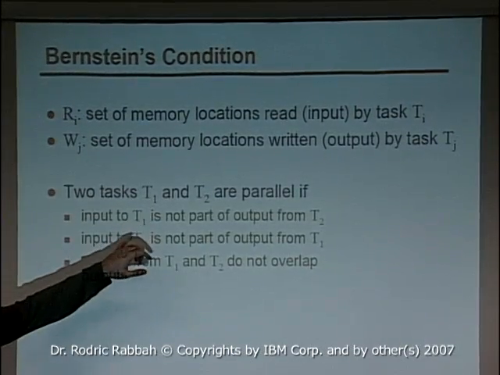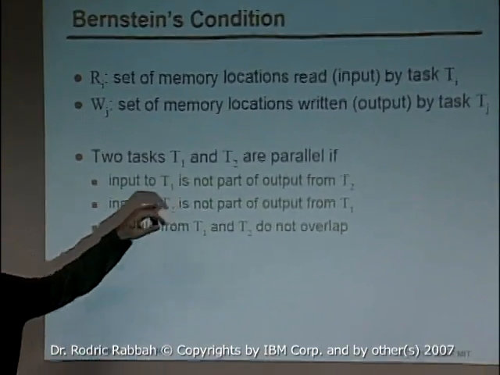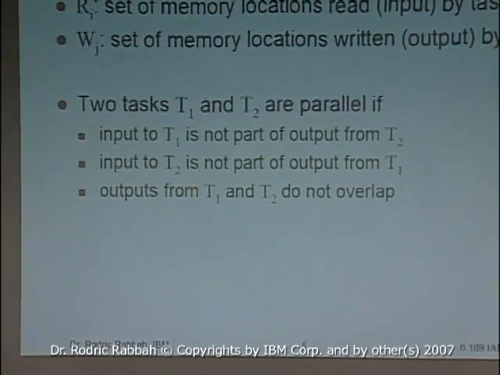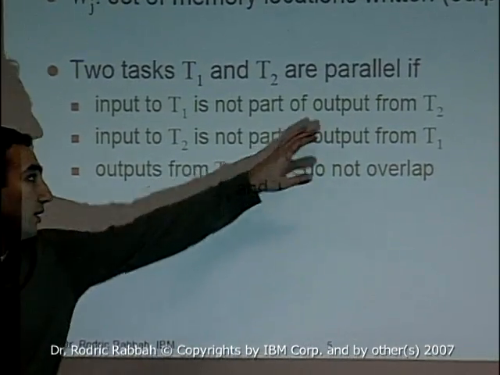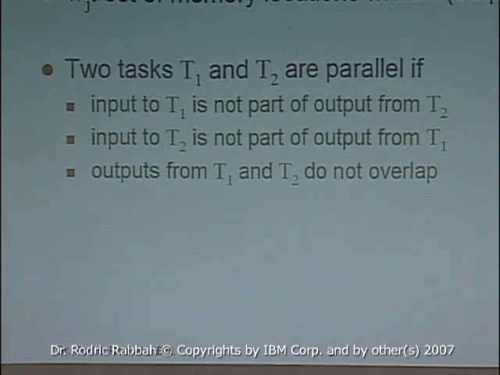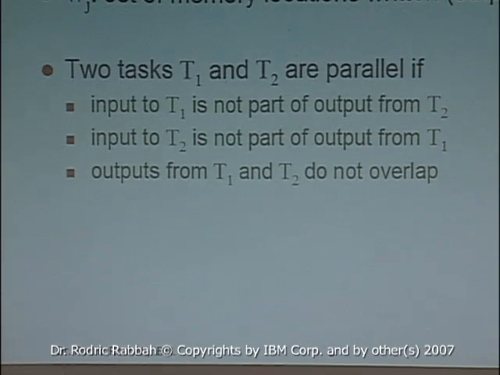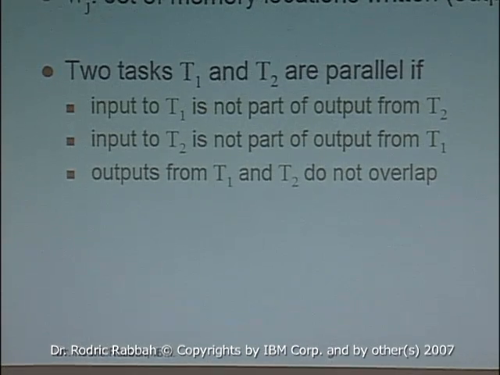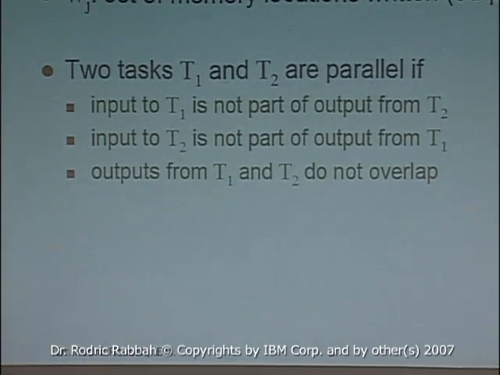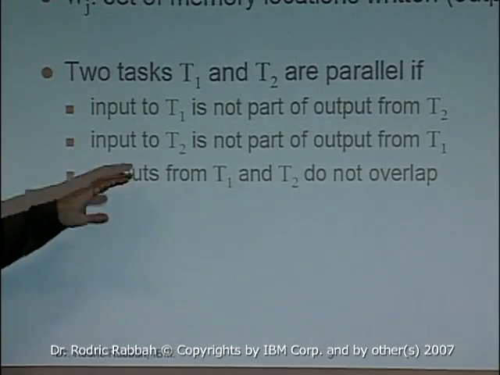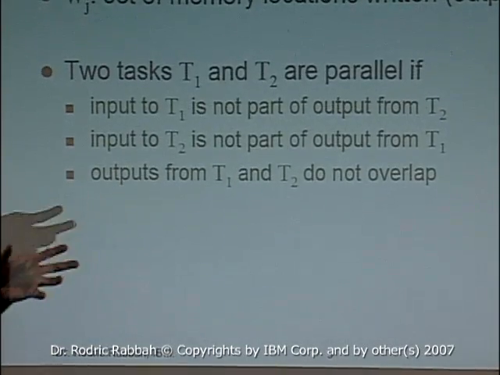So for tasks T1 and T2, if all the data elements that are read by T1 are different from the ones that are written by T2, then if T2 is running in parallel, there's really no problem with T1 because it's updating an orthogonal data set. Similarly, for T2 and T1, any outputs are different.